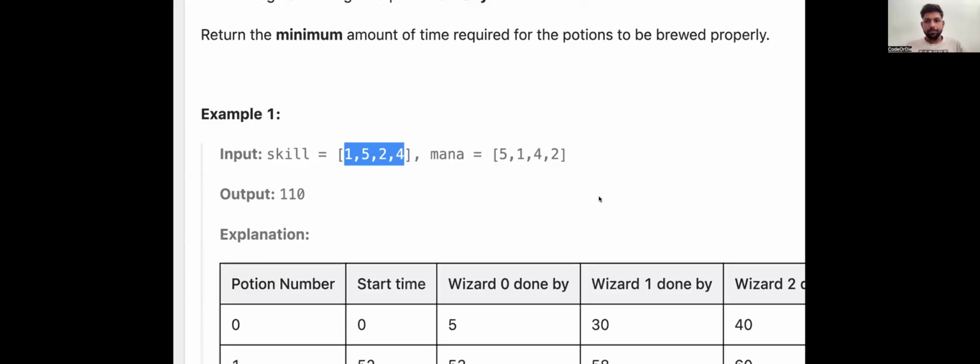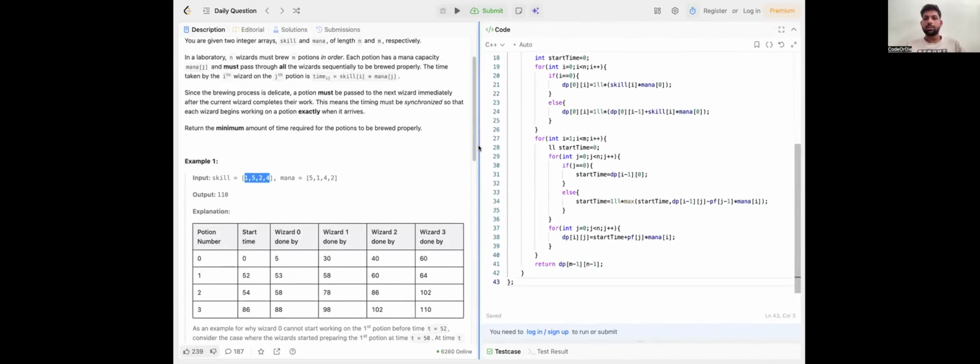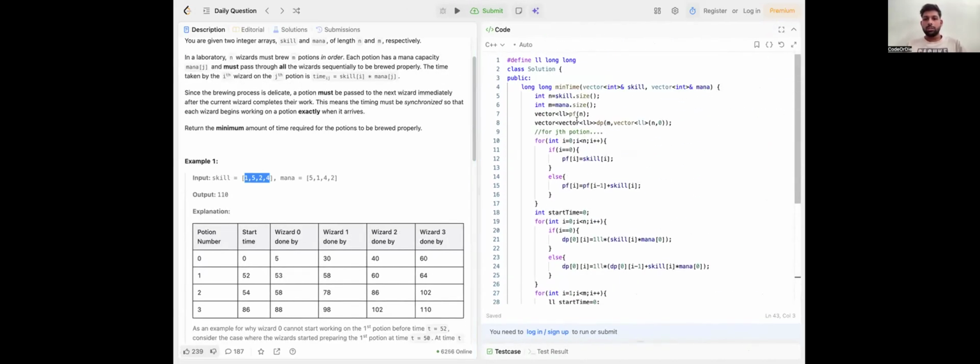If you don't, then please comment or you can watch the video again. And let me show you the code now. So this is the code for the JS version. Initially, my n is skill dot size and m is size of mana, and then I'm creating this prefix array vector, and this is my DP. First of all, I will calculate the prefix sums of skills.